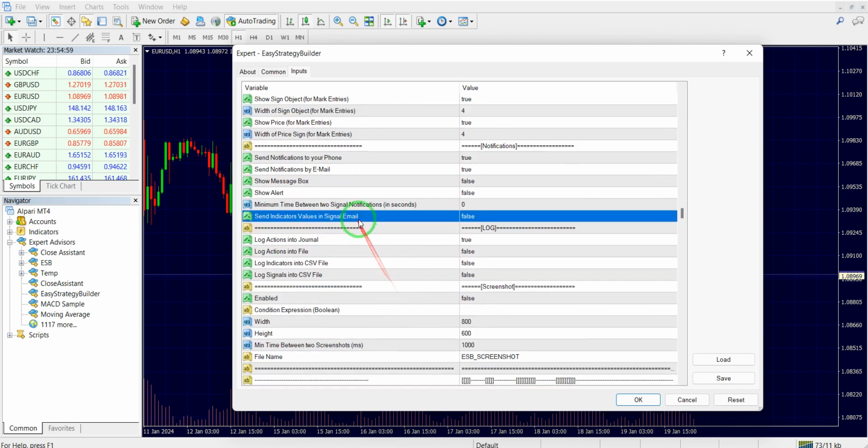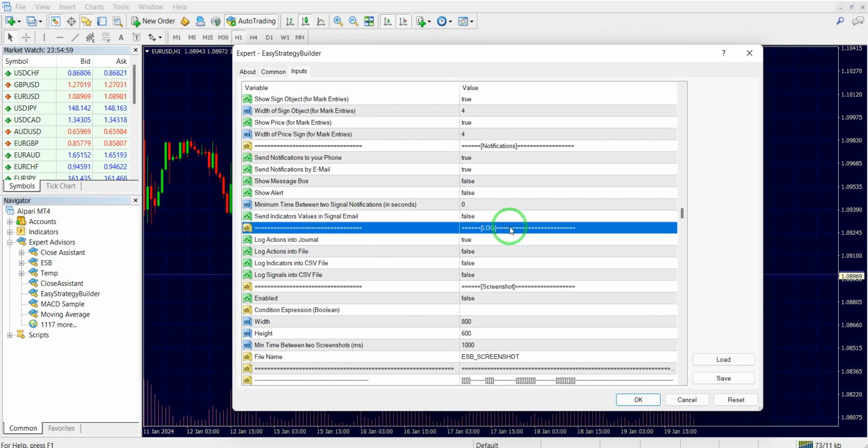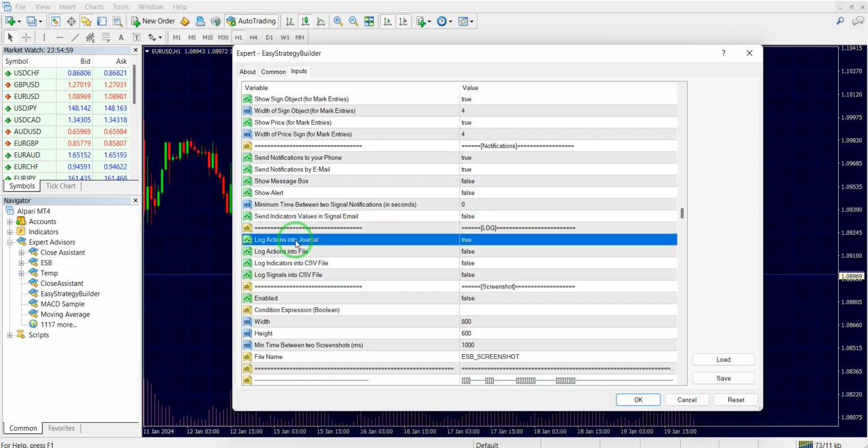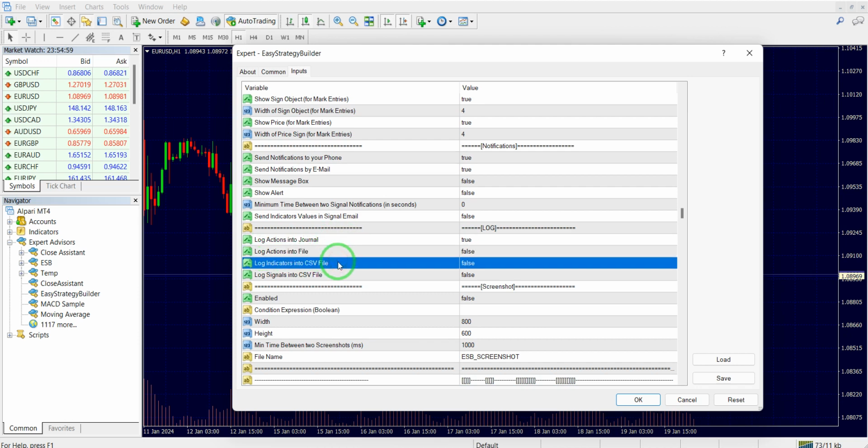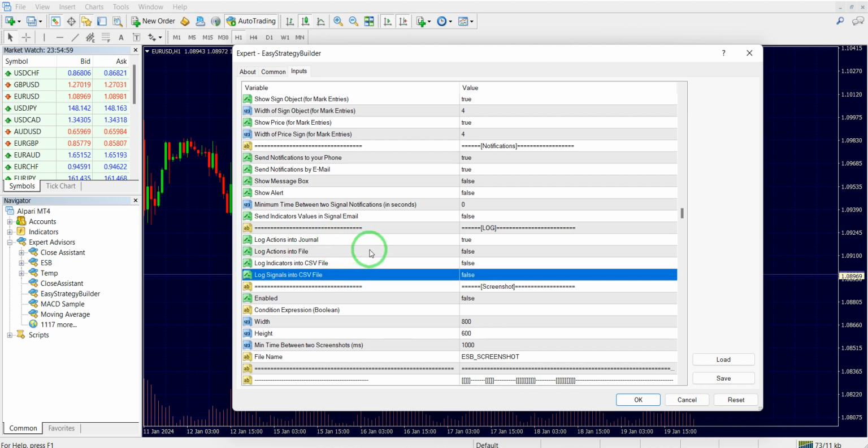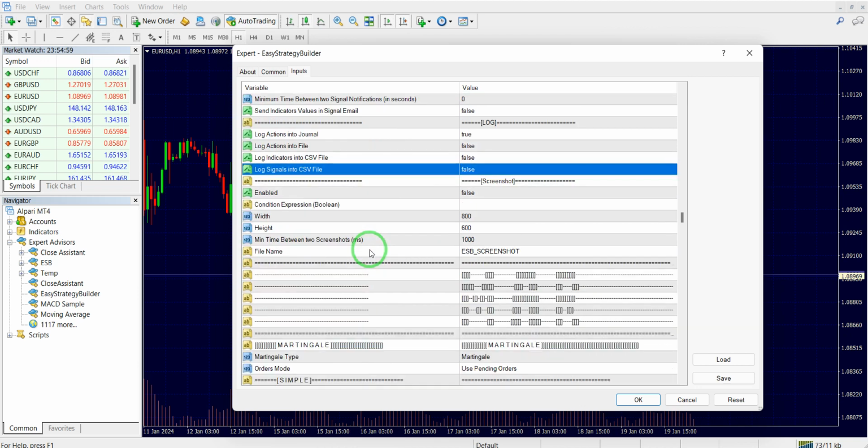And also ESP can send all of the signals and indicator values on the email. There are logs, ESP can log the position. As I said, ESP can log in the journal, can log into the file, into the CSV file, and can log the signal and indicators in the CSV file.